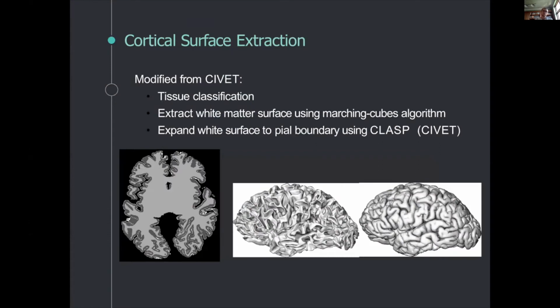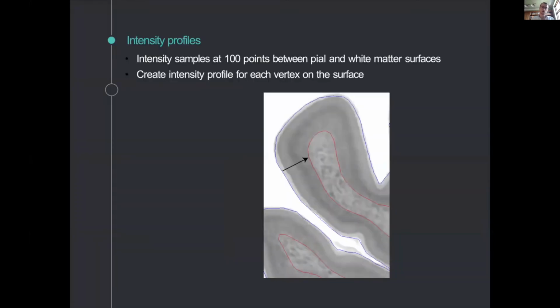So the first step of this work to extract the profiles was to create cortical surfaces. Much as you would within MRI, it involves extracting a white matter surface and then a peel surface. The key point here is that every point on the peel surface has a corresponding point on the adjacent white matter surface. This was work done by Claude Lepage and Lindsay Lewis. What this enables you to do is to sample the intensity of the cortex of the BigBrain at 100 points between the peel and white matter surfaces, and this enables you to create an intensity profile at each vertex on the surface.